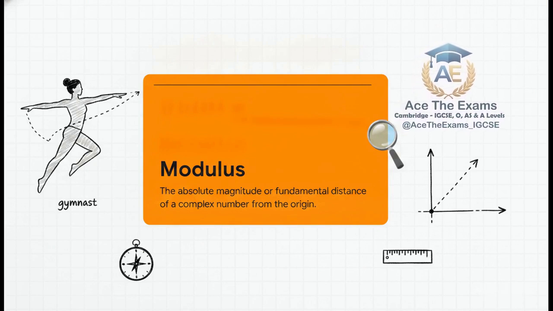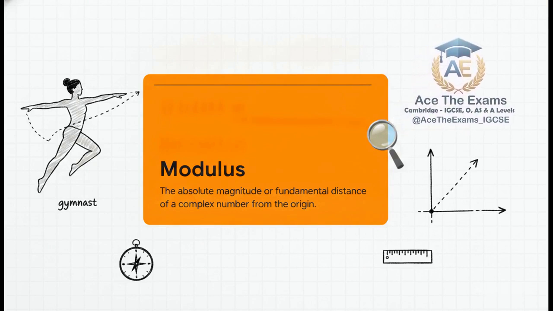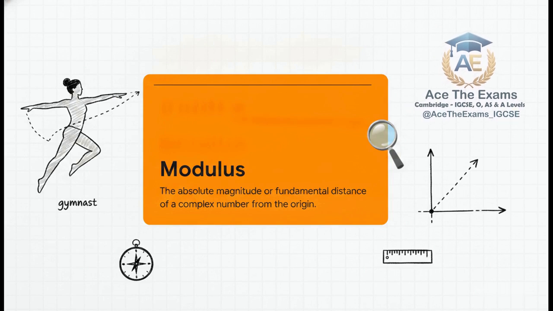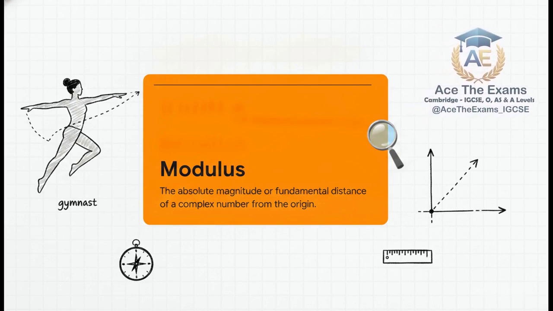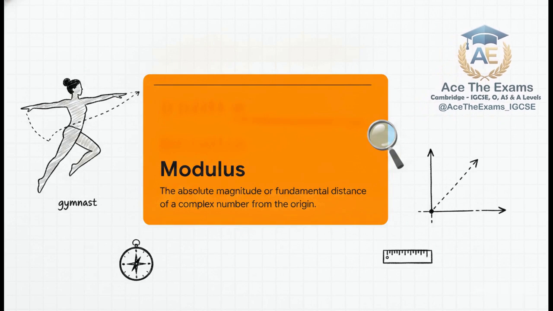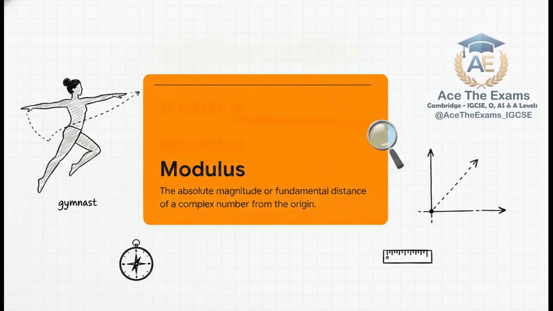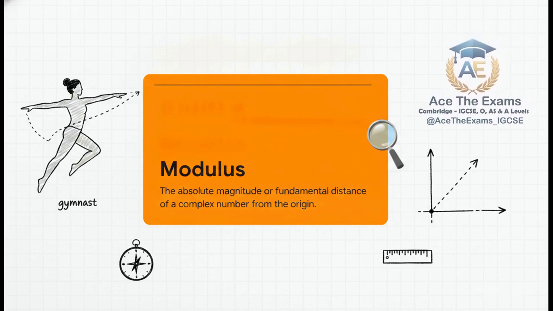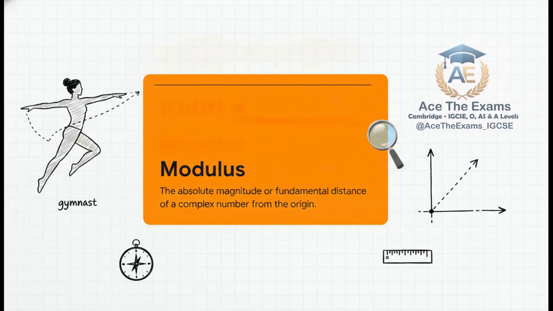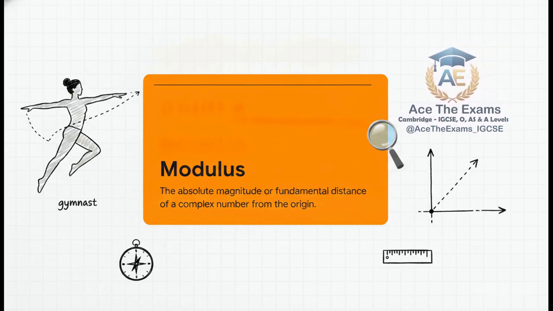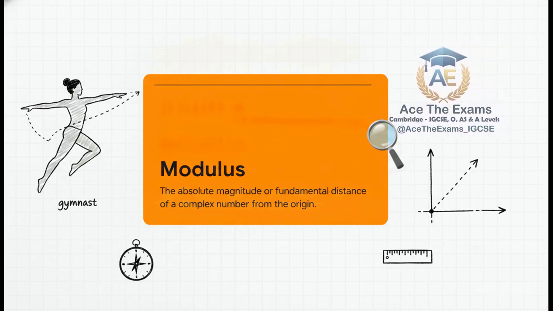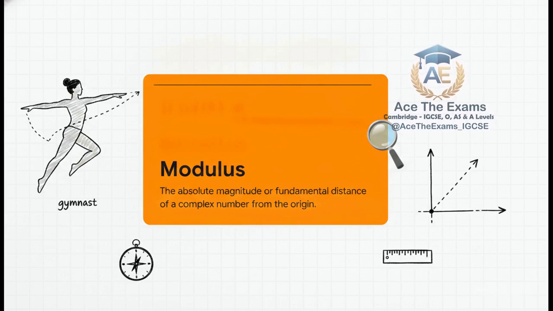Think of the modulus as the physical reach of our gymnast. Mathematically speaking, it's the absolute magnitude. It's the fundamental quantifiable distance of a complex number straight from the origin on an Argand diagram. It's a real positive number. At its core, it just tells us how far. And look, without a precise grasp of the modulus, your routine has zero spatial awareness. It is the absolute foundation of all your complex plane geometry. If you don't know your reach, you're going to fall off the mat.